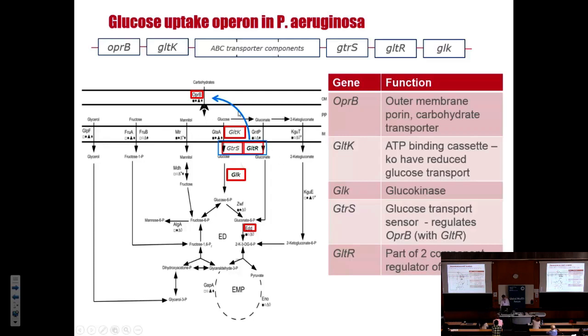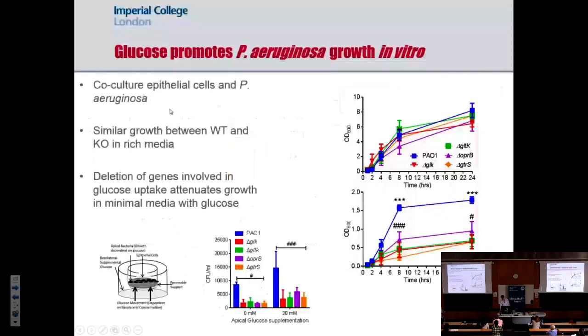There's an ATP binding cassette. So basically, there's a very outer membrane which stops the glucose getting in without the POR. There's an inner membrane, which is the GLTK protein, that pumps it across. There's then a glucokinase, which is part of the biochemical pathway, and also GTRS, which is, again, a transport sensor. So the aim was to take out various parts of the pathway which a bacteria would normally use to uptake and metabolize glucose. So Simran generated these mutants and then did some growth assays.